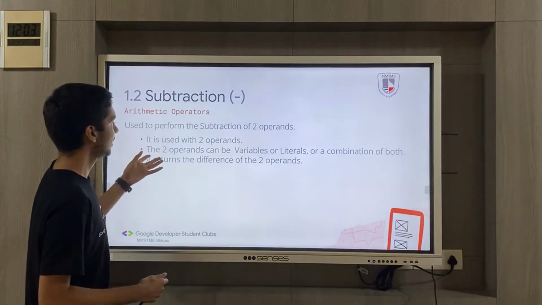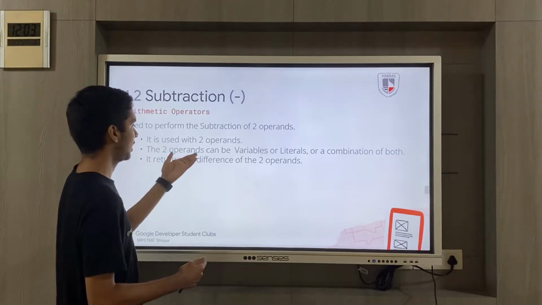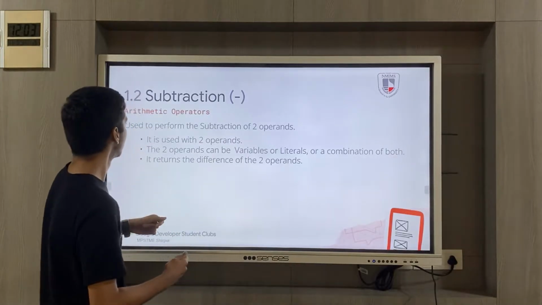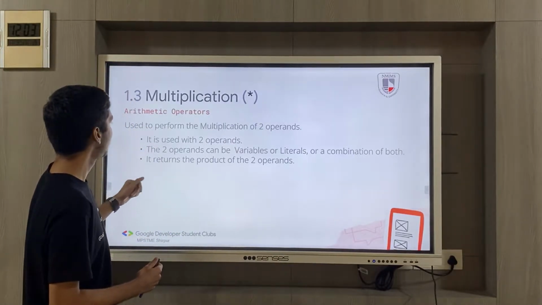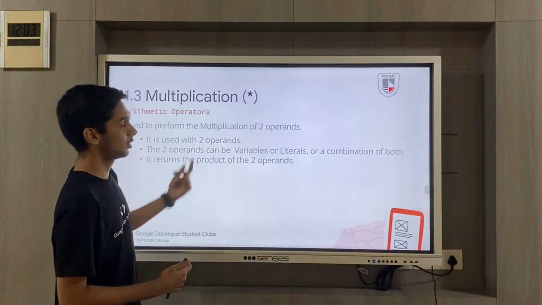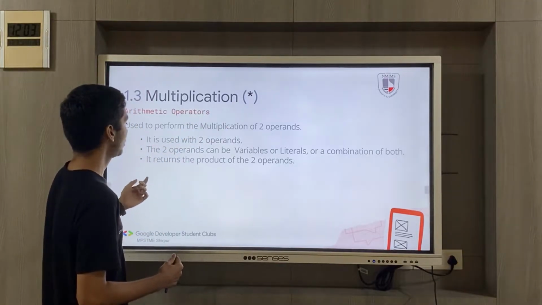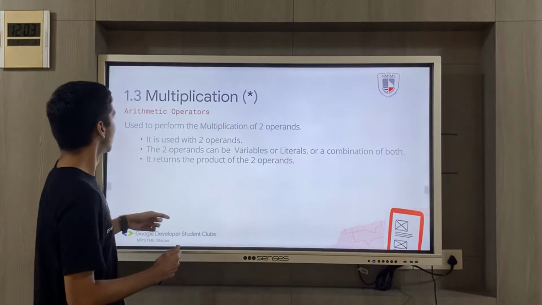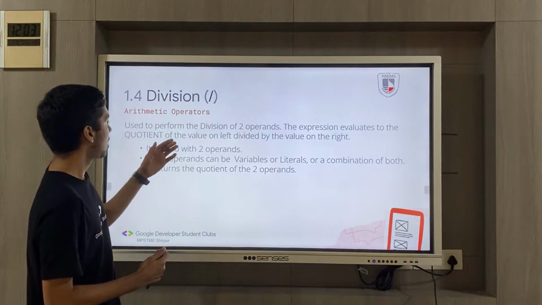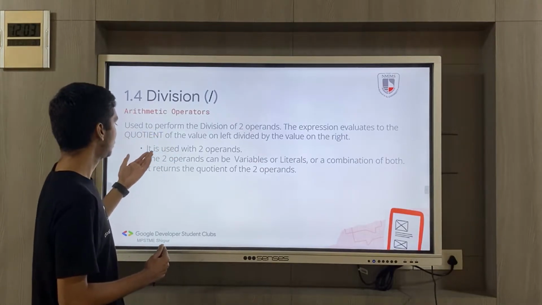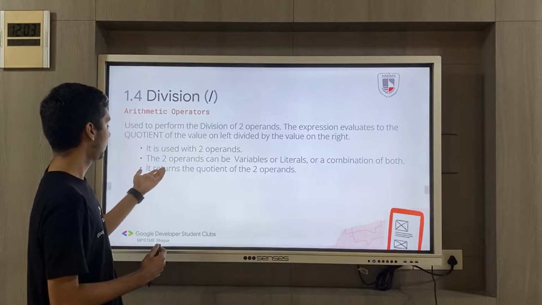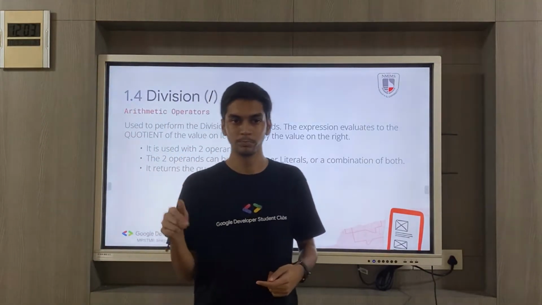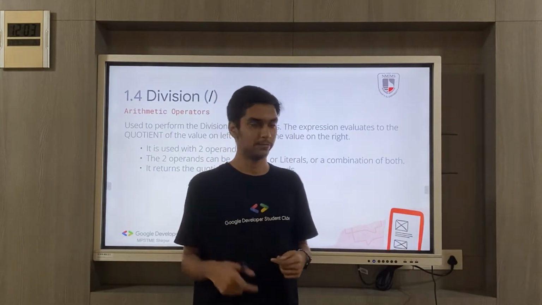Now subtraction is just the same, two operands, and they can be variables or literals, and it returns the difference of the two operands. Next, multiplication. For multiplication we use the star symbol. So this is a multiplication operator, two operands, and it returns the product of the two operands. Next we have division. Division is just the same, two operands, and it returns the quotient of the two operands. Suppose we have 10 divided by 2, it returns the value 5.